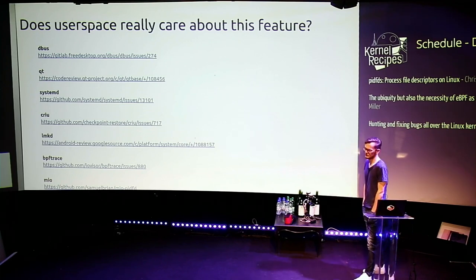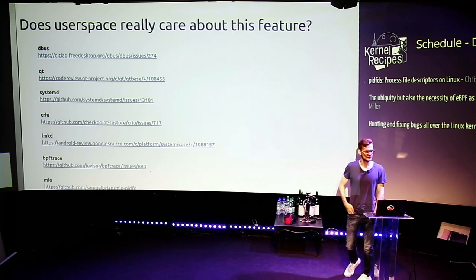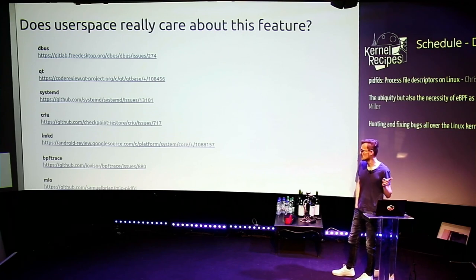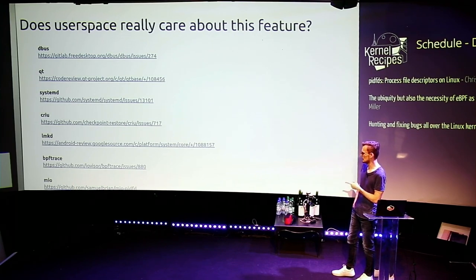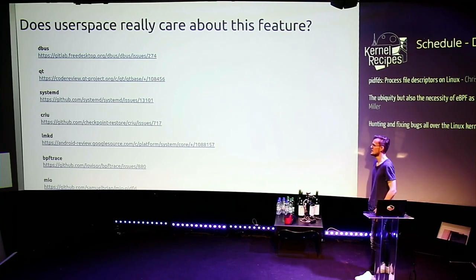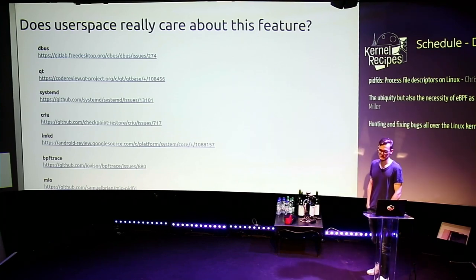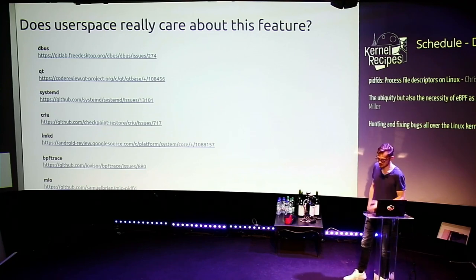Android, Joel is here. Exactly. He has also helped a bunch with this work. I'll come to that in a bit. They're using it for the low memory killer daemon. BPF trace recently opened an issue about switching to pidfds when the system supports it. And Rust has Mio, a low level IO performance library. They are switching to pidfds as well. So there is some stuff going on in user space, which is great. It also made it easier to justify why we're doing this work.